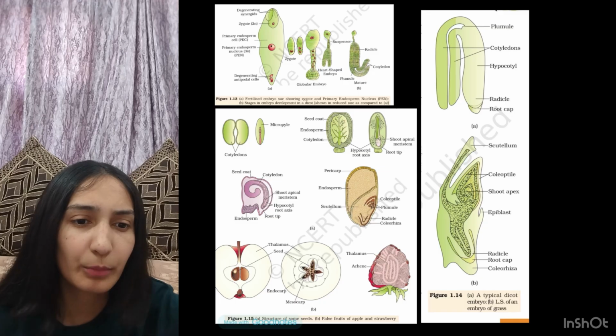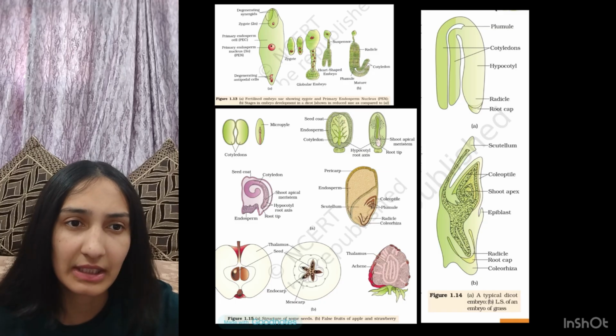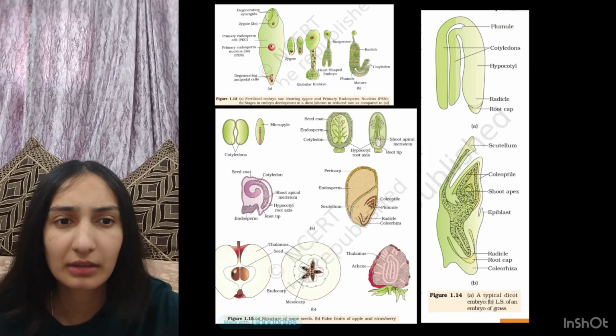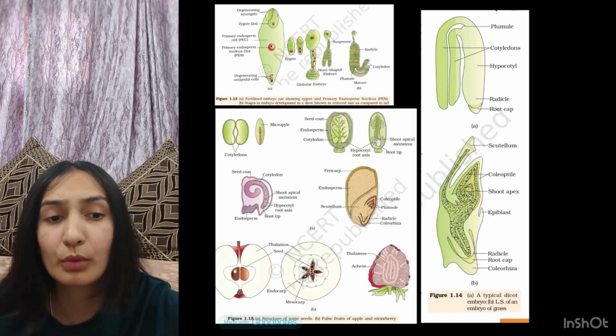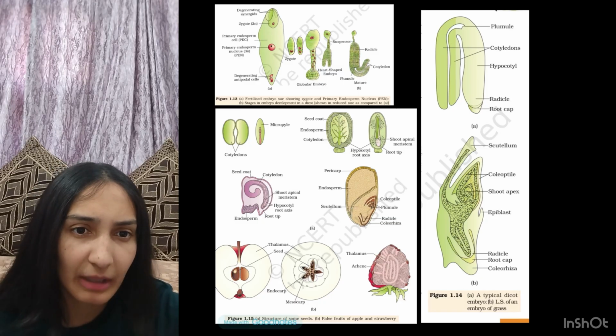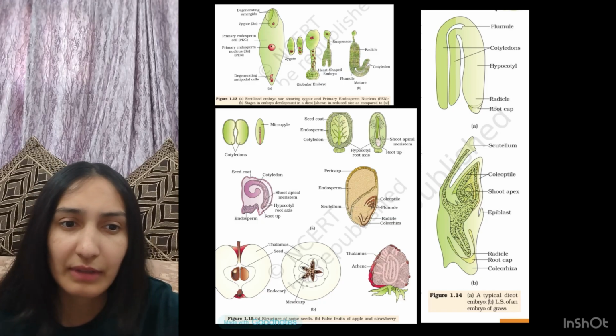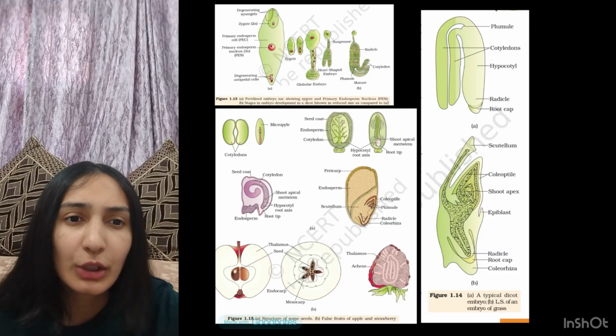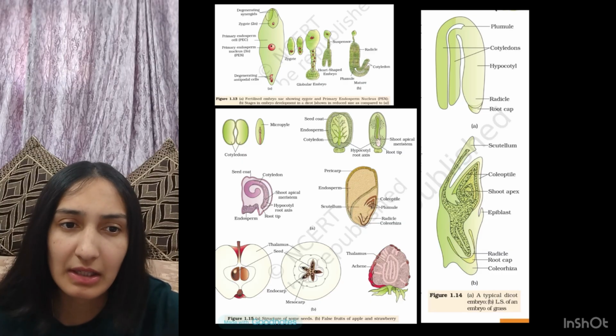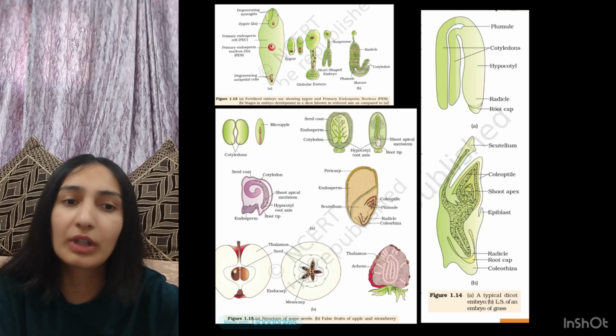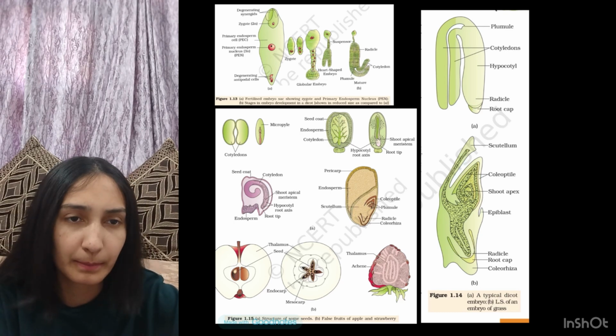Next, figure 1.15 shows the structure of some seeds. Okay, you can see that there are different labelings and you need to remember all of these. For example, in the first one you can see we have micropyle, we have cotyledons, and then below that you can clearly see we have the seed coat, we have the cotyledon, we have the shoot apical meristem, we have hypocotyl root axis and the root tip, and we have the endosperm.